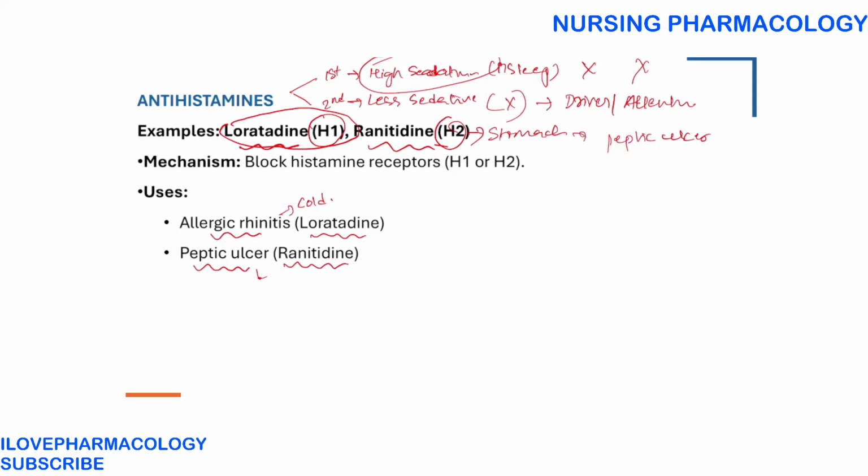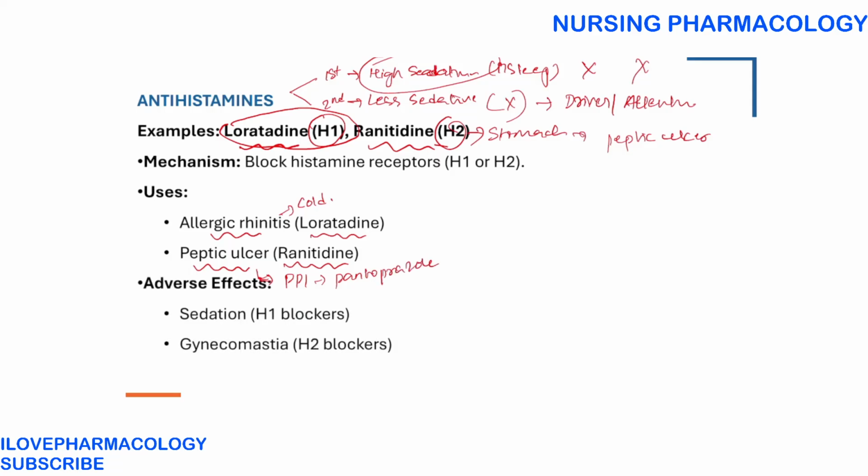Apart from that, in peptic ulcer, you also use proton pump inhibitors, an example is pantoprazole. And side effects: the H1 blockers, especially the first generation, are more prone to cause sedation, and H2 blockers are known to cause gynecomastia, especially cimetidine.